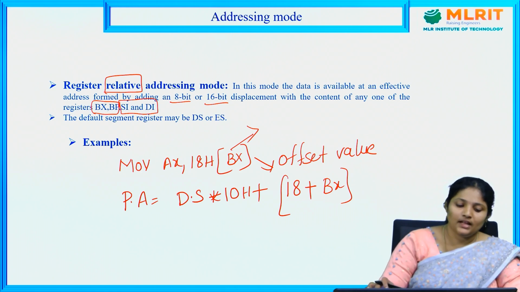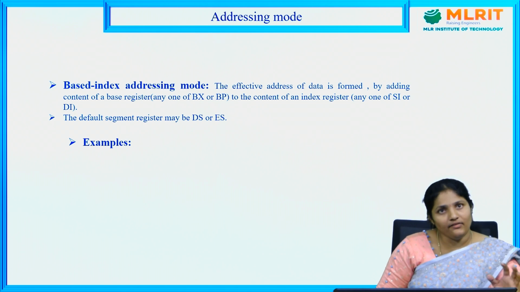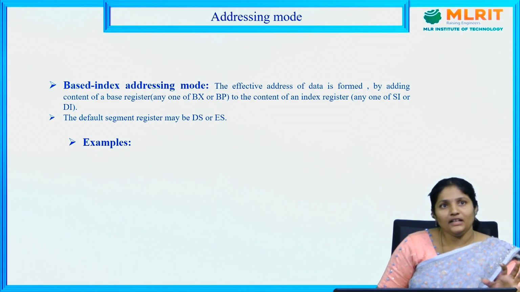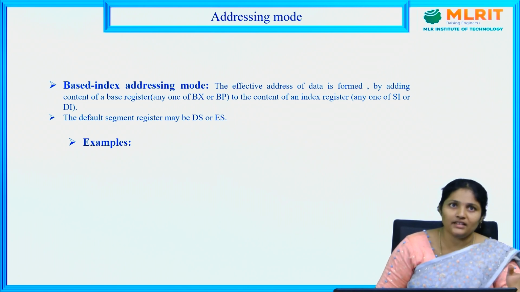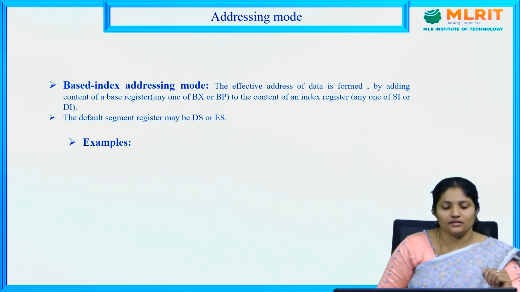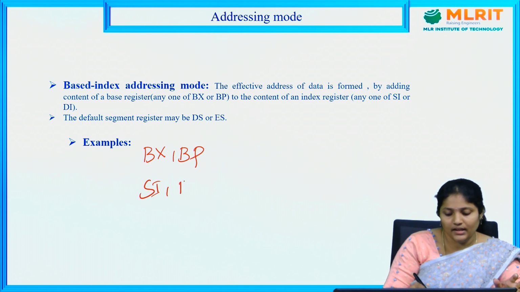Okay, coming to the next addressing mode, it is the based indexed addressing mode. In this addressing mode, the effective address is calculated by adding the address present in the base registers to the address present in the index registers. The base registers are either BX or BP, and the index registers are either SI or DI.